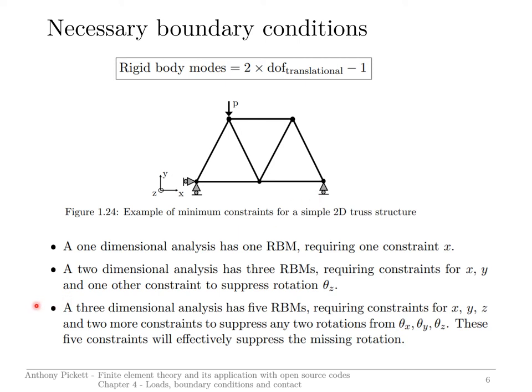If we have a three-dimensional problem, we will have six rigid body modes. You will have to constrain an X, a Y, and a Z direction to suppress these translational rigid body modes. And you will also have to suppress any two of these three rotations. Once any two of them are suppressed, you will in effect be suppressing the third direction.